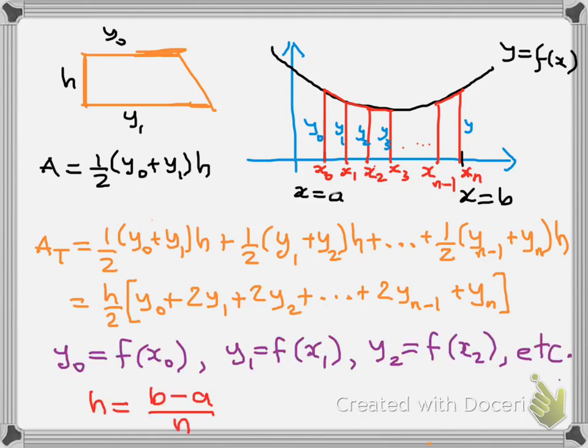where y sub 0 is f of x sub 0. So for each of the x's you have on the x-axis, you would have the corresponding y value. y sub 1 is f of x sub 1, y sub 2 is f of x sub 2, and so on. And h is b minus a divided by n. h is the height of each of the trapezoids. I'm going to go back here. Where is h? h is right here. This is h right there. That's h, and it's b minus a divided by n.